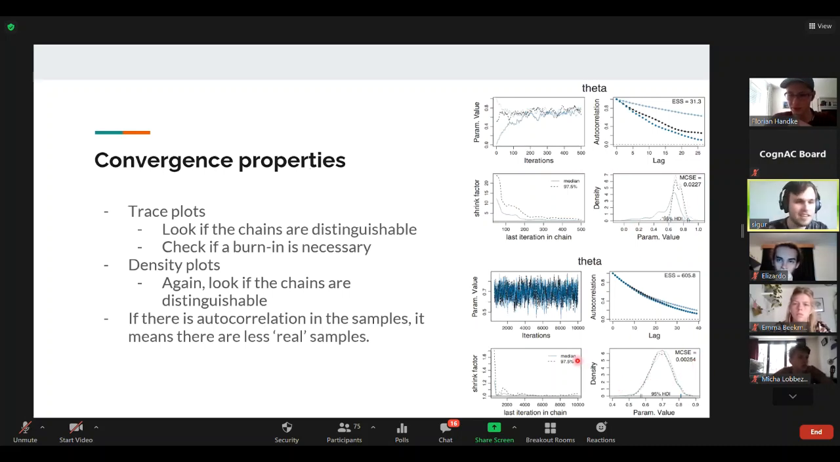Yeah, autocorrelation means that there's a linear relation in the samples, right? How they depend on each other. Doesn't necessarily have to be linear, but there is a relation. Yeah, I think so. And you can see that in this plot, how autocorrelated the samples are, but it just means that the samples are very close to each other.